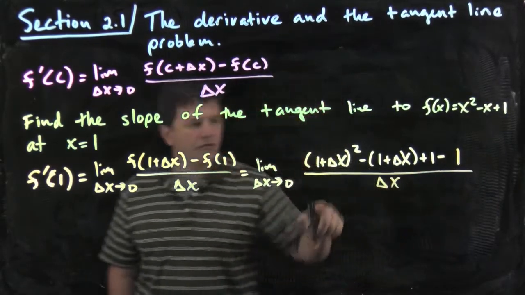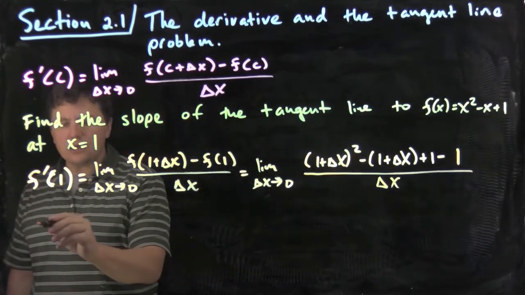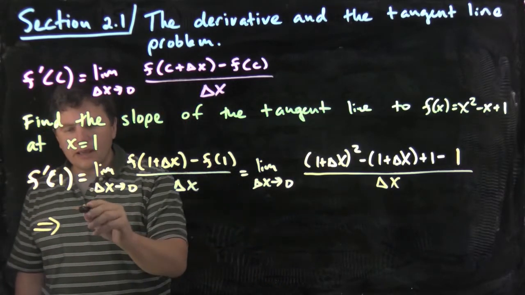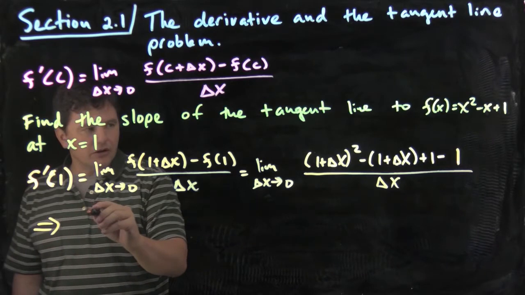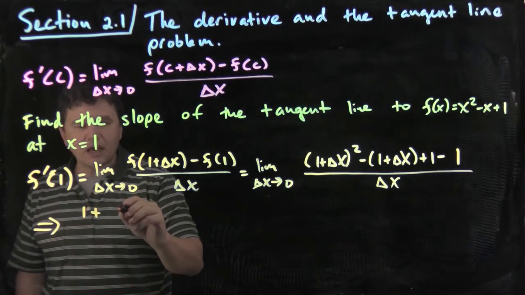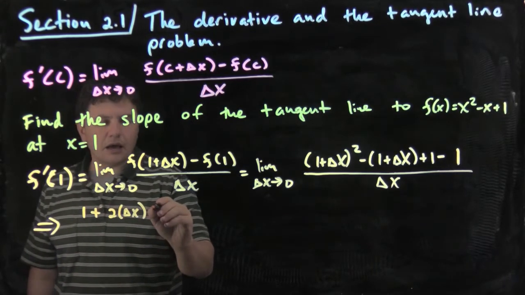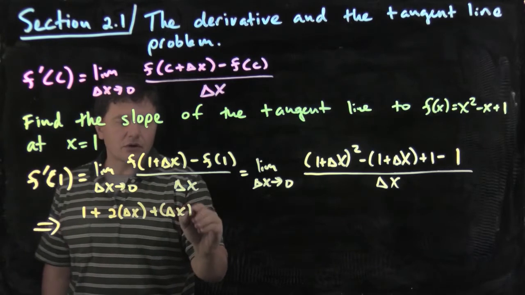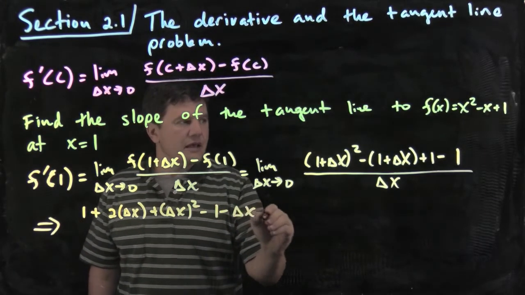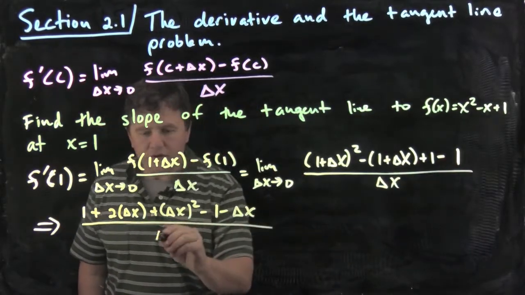Okay, so we have to do some simplifying here. I'm going to start by multiplying this out. You do this any way you like. If you want to use the old CPM box method, feel free. These are not the type of things that I'm going to concern myself with in this course. So 1 plus 2 delta x plus delta x squared minus 1 minus delta x. And then you'll notice here this is just going to zero out, and this is all over delta x.